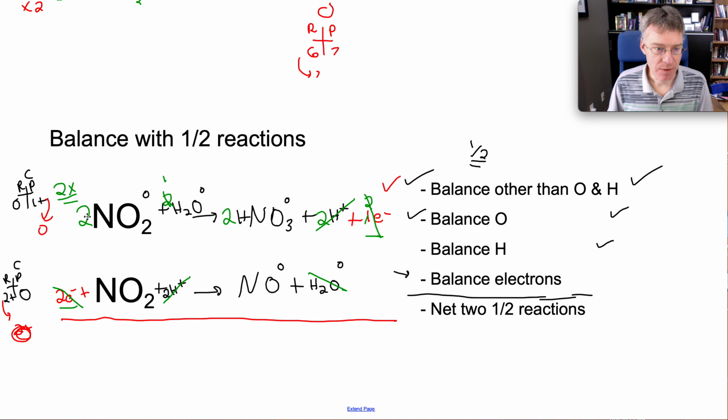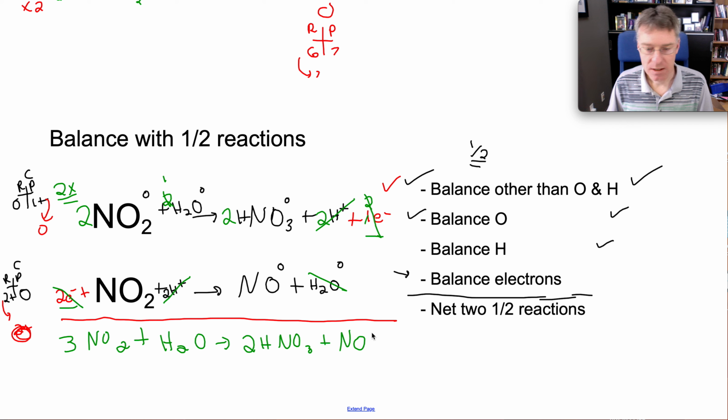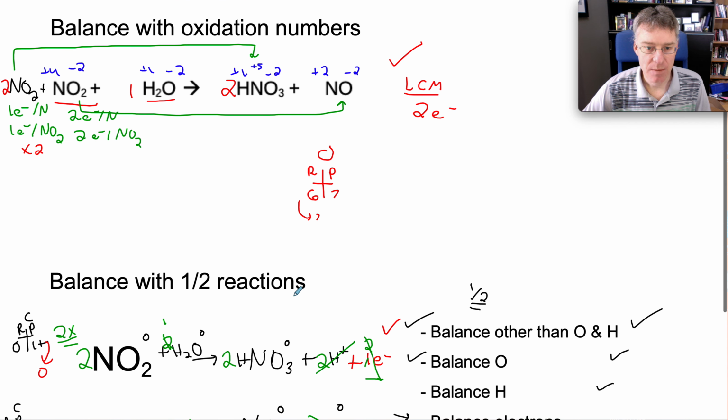So that's going to leave us with 2 and 1 more, 3 NO2s plus our water. It's going to produce 2 HNO3 and our nitrogen monoxide. And we got to the exact same place. So obviously don't do it two ways, but both of these work.